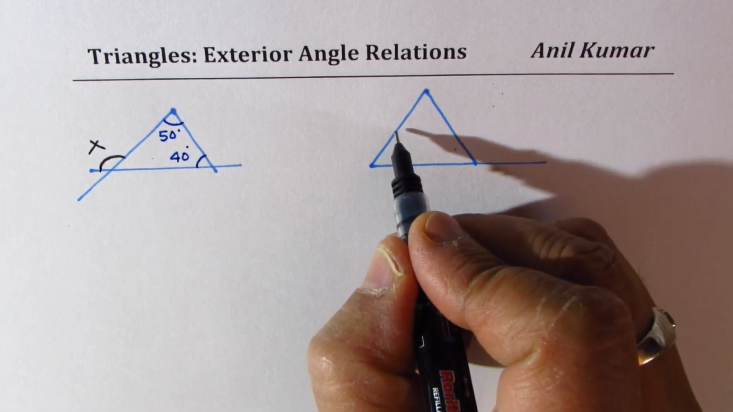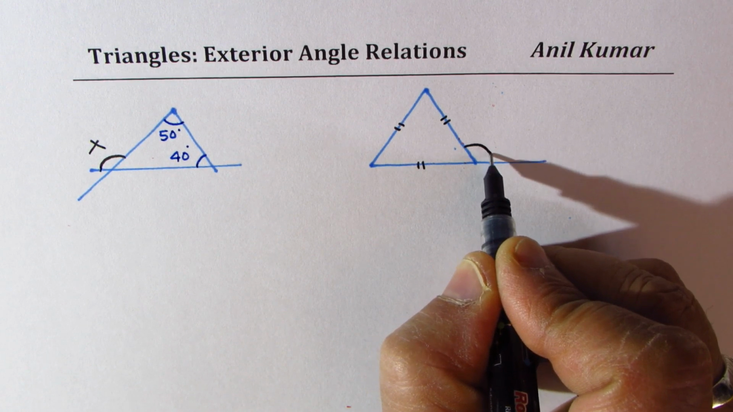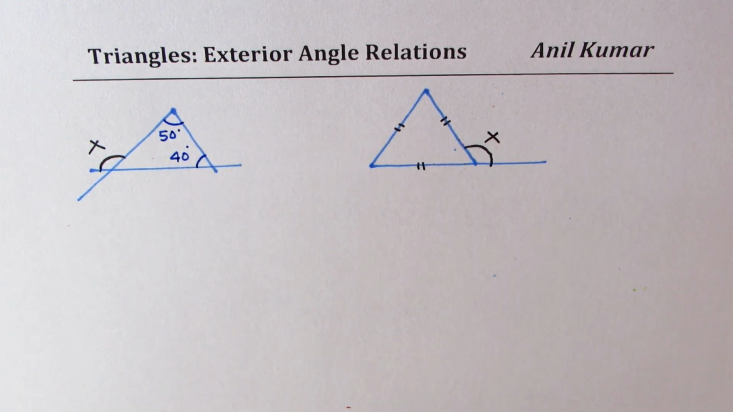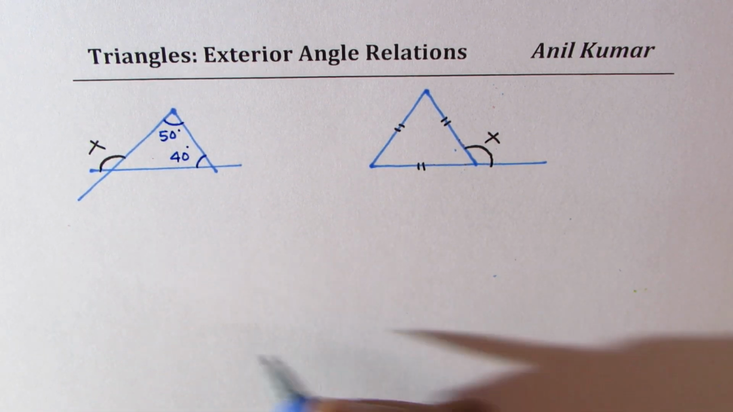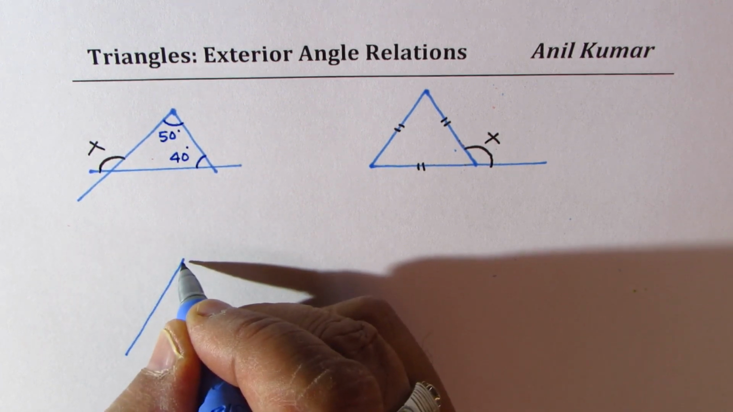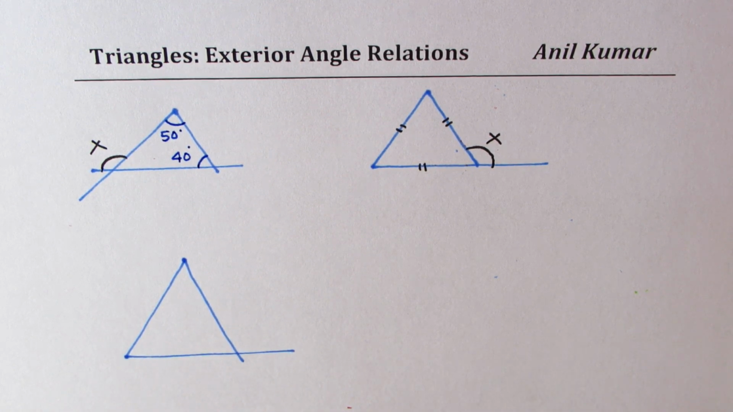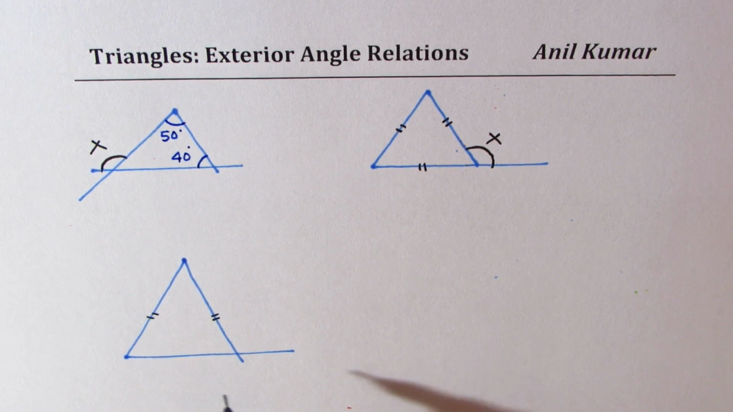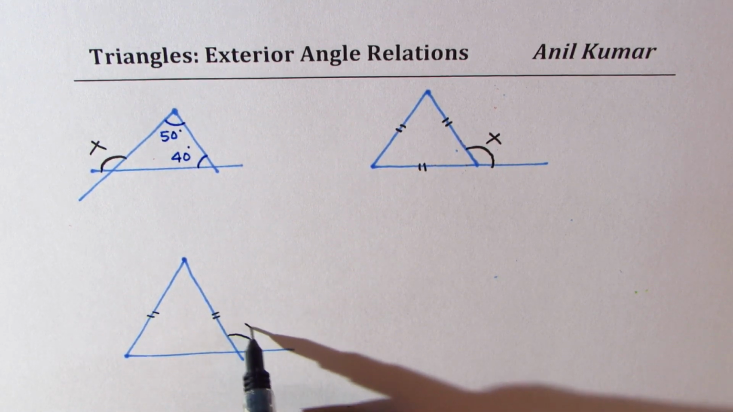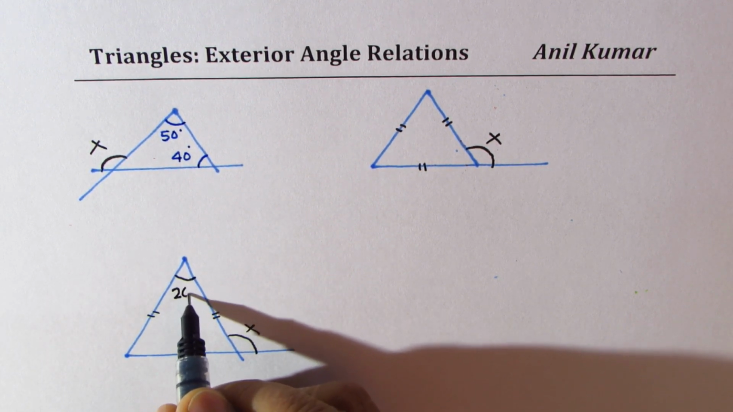In the second case, I'm taking an equilateral triangle. All sides are equal, and you have to find this exterior angle x. So basically, in the examples, you need to calculate the exterior angles from the given information. Let me draw two more triangles here. I'm taking an isosceles triangle this time. That is to say that these two sides are equal and you have to find the exterior angle x. Let me give this angle here as, let's say, 20 degrees.